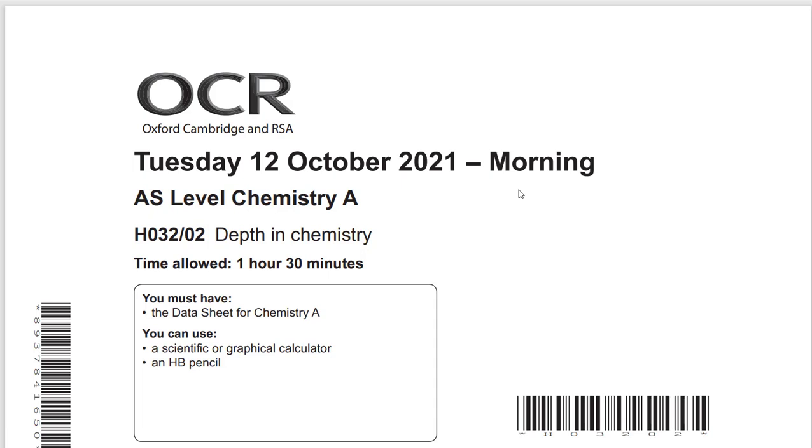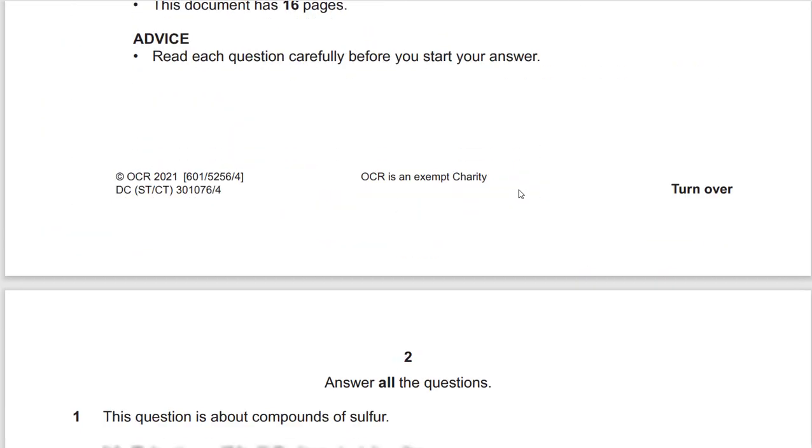Just to be clear then, the depth paper is typically, as it's in the name really, depth in chemistry. So we're looking at more detailed questions than in the breadth paper. Okay, questions that link to each other in a bit more detail. So the biggest difference, of course, is no multiple choice, which some may see as a good thing or a bad thing. So we'll just jump straight into it then.